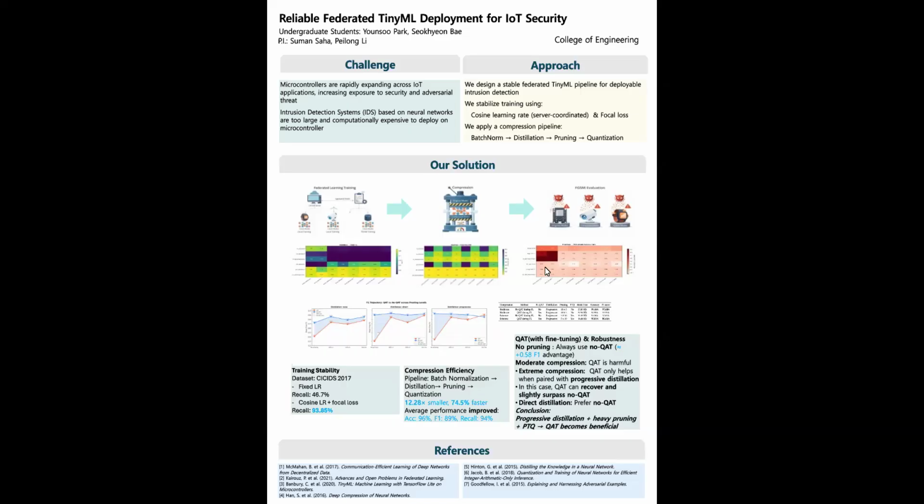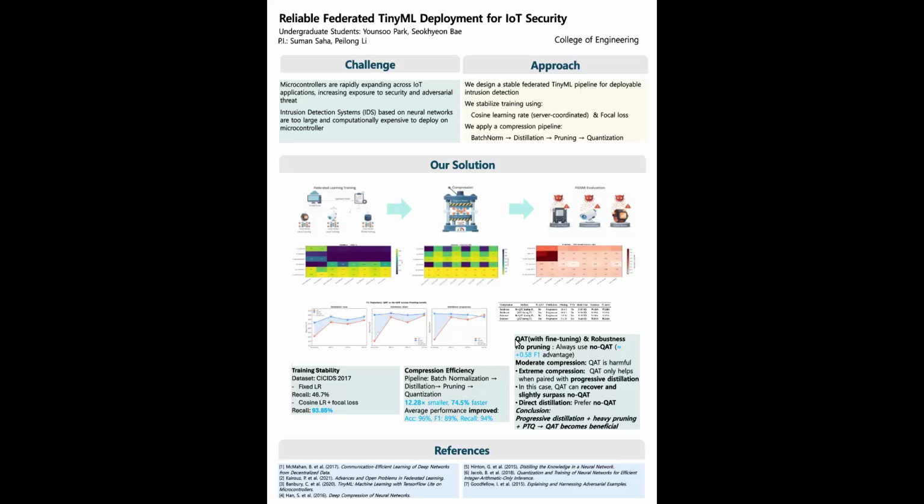First, we focused on training stability. Instead of using a fixed learning rate, we use a cosine learning rate that is server coordinated, with focal loss to handle class imbalance. And this alone had a major impact. Our recall improved from 46.7% to 98.85%.